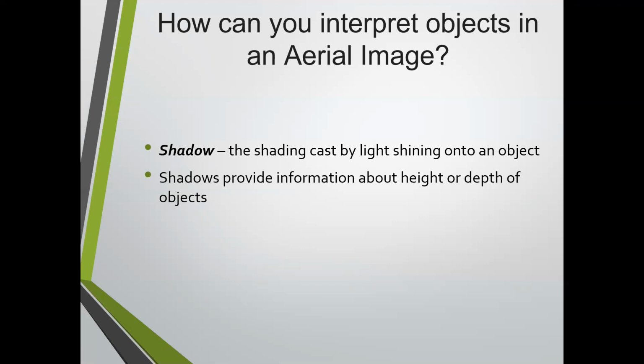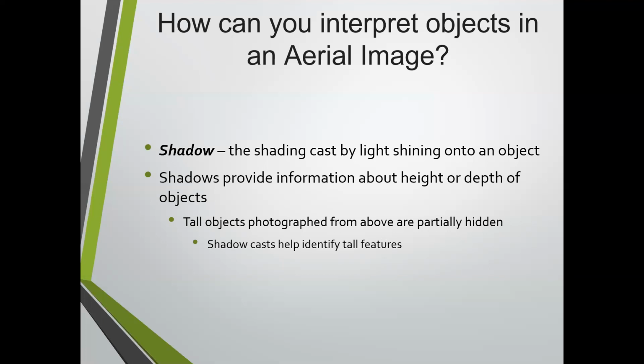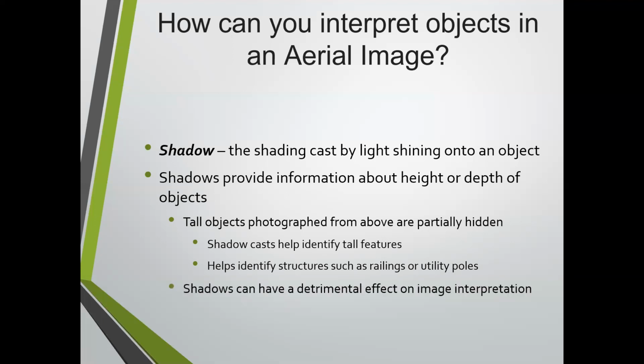Sometime in maybe November, December to maybe March around here, if you want to see the ground. And in fact, with things like some of these aliens, like the honeysuckle, that stays green a lot longer, both later and earlier. So that can be a problem. But tall objects photographed from above are going to be partially hidden. Shadows will cast to tell things like tall features, like we saw with that tower. And it can help to identify structures such as railings or utility poles. But like I said, it can also have a detrimental effect. And this is the thing we dealt with quite a bit with photogrammetry.